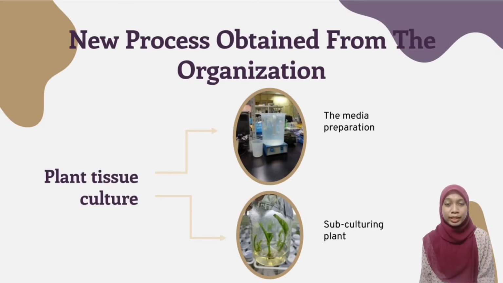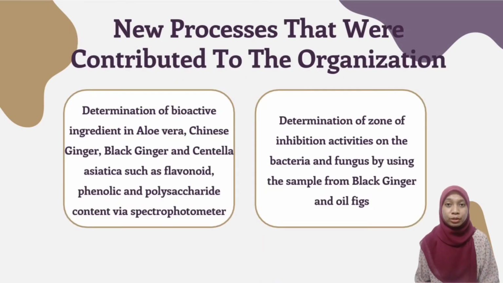The new process obtained was from the scope of plant tissue culture. It was my first time to practice hands-on training, from preparing the media until the subculturing process. I have contributed new processes to the organization. There were the determination of bioactive ingredients in aloe vera, Chinese ginger, black ginger, and Centella asiatica, such as the flavonoid, phenolic, and polysaccharide content via spectrophotometer. The next one was the determination of the zone of inhibition activities from the sample of black ginger and oil figs.